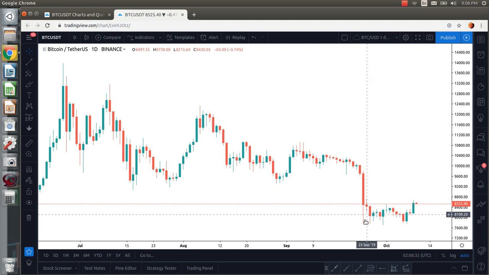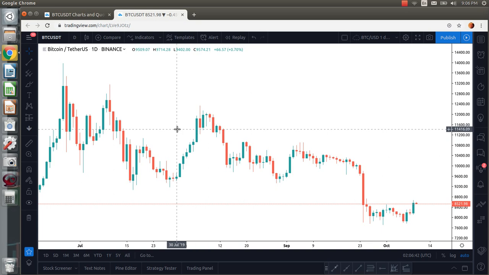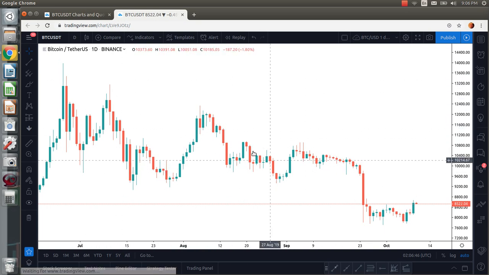The wicks are here. Those are the smaller part of the candle. You see the little thinner part at the bottom? That's called a wick. And there's also some on top as well. We'll get into that more as we discuss what all this stuff is about. But this is your typical chart.